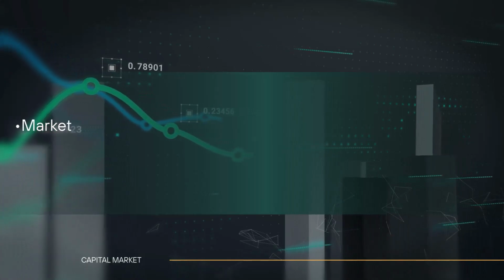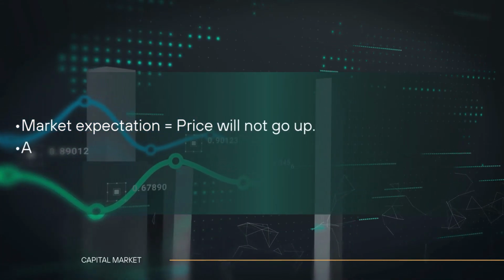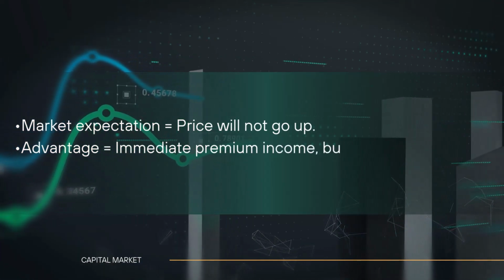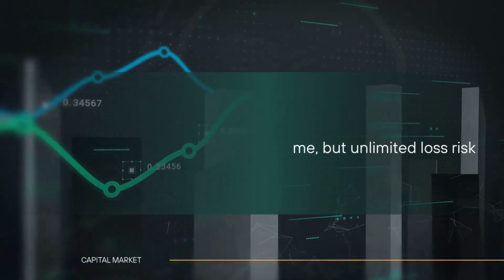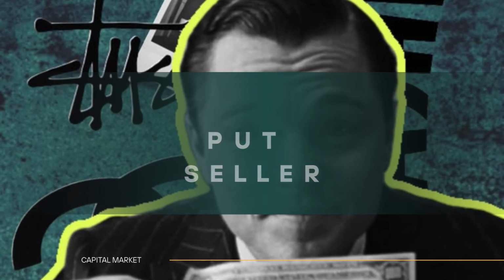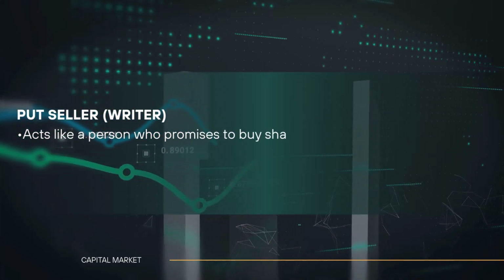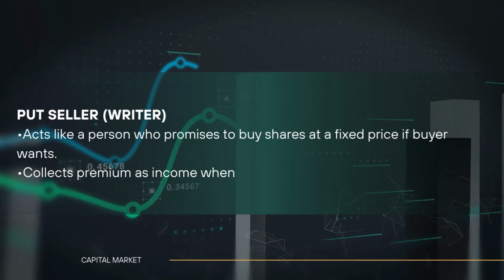So a call seller usually expects that the price will not go up. The advantage is immediate premium income, but the risk is very high and theoretically unlimited. And then a put seller, on the other hand, promises to buy shares at a fixed price if the buyer wants to sell. Here also the seller collects the premium upfront.